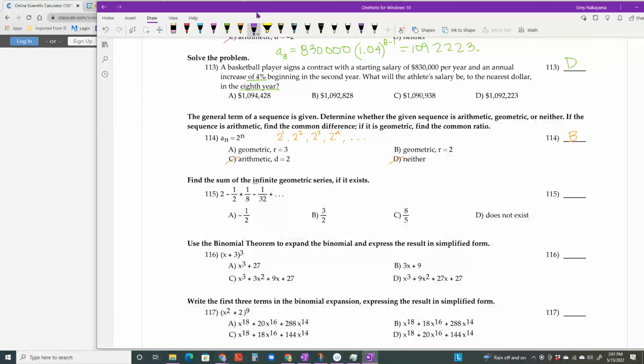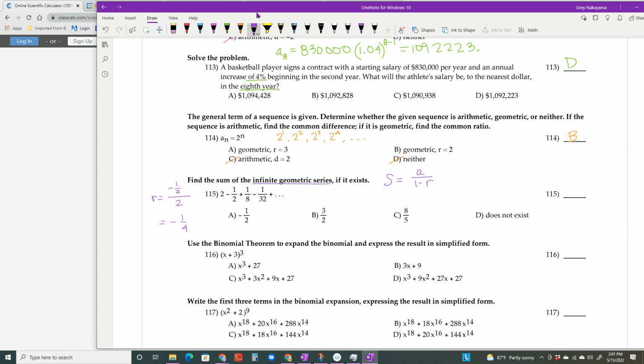Find the sum of the infinite geometric series if it exists. So our formula for that is S equals A over 1 minus R, but the absolute value of R has to be less than 1. So R is equal to negative 1/2 over 2. If I take negative 1/2 over 2, I'm actually going to get negative 1/4. So that, of course, is less than 1. When I say less than 1, I mean the absolute value of it.